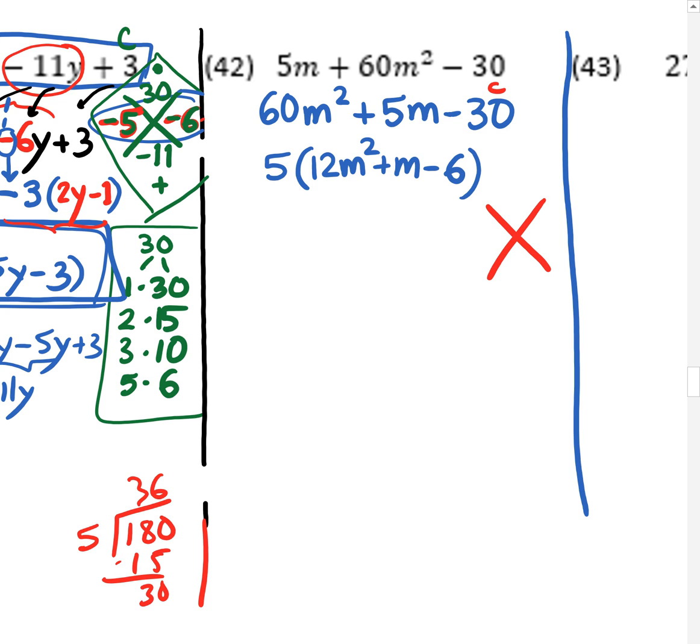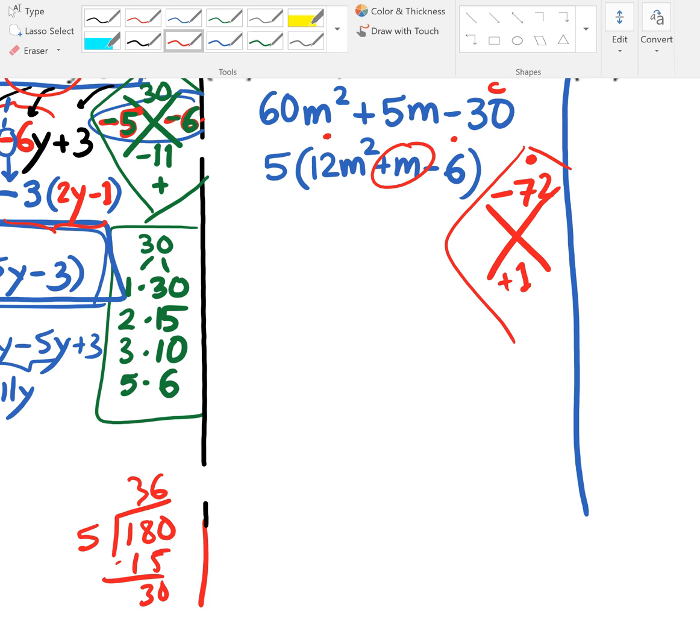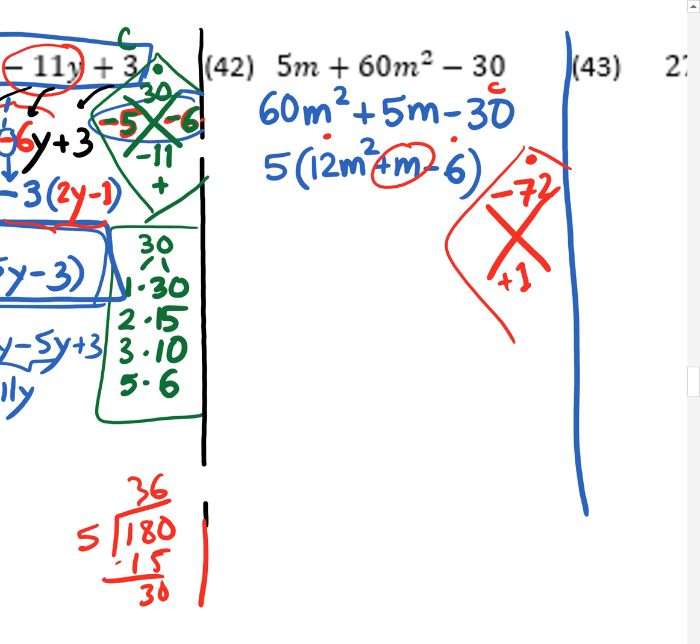Now, a times c: 12 times -6 is -72. So I want two numbers that multiply to that but add up to the middle coefficient, which is 1. What multiplies to -72 but adds up to 1? Since they have to add up to 1, I think of two numbers that are only 1 apart. I think of 9 and 8. Since I want them to add up to a positive, I make the larger one positive and the smaller one negative. That way 9 plus -8 is positive 1, and 9 times -8 is -72. Okay, good. So those are the guys.